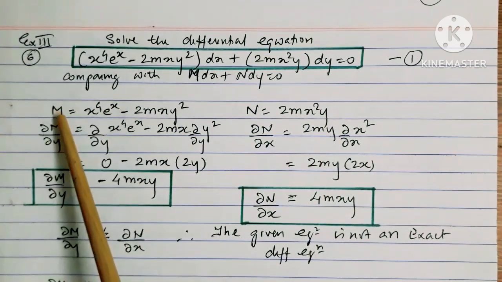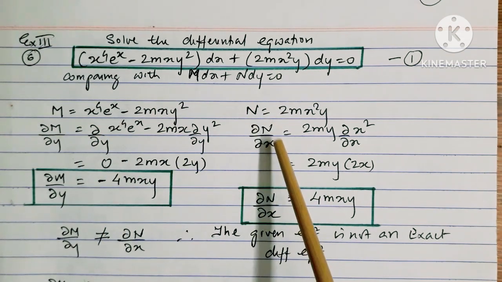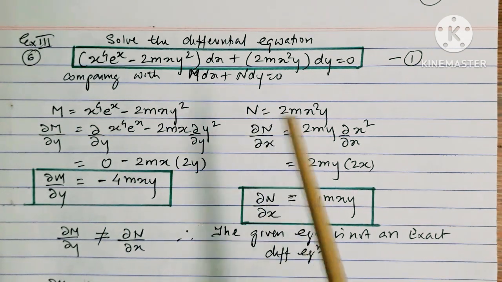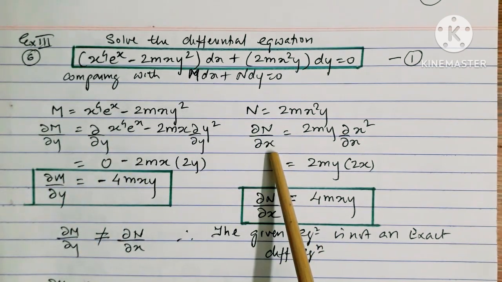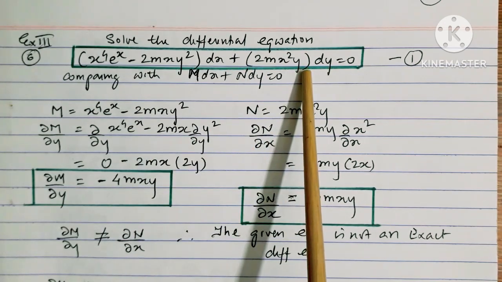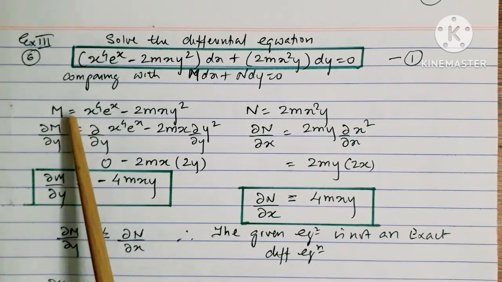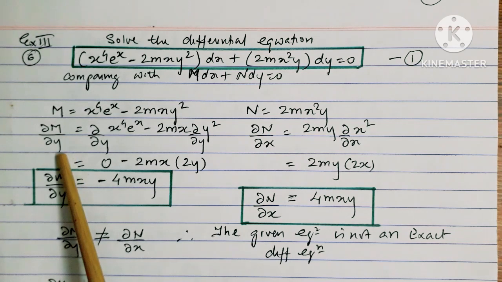Now we'll have to differentiate M partially with respect to y and differentiate N partially with respect to x. And if del M by del y equals to del N by del x, then we can say that the given differential equation is an exact differential equation. So now let us proceed ahead to differentiate M partially with respect to y.